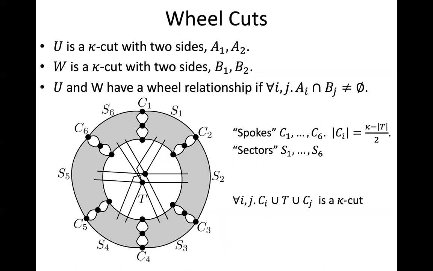And all the spokes have the same size, and there's some hub in the middle. And they have the property that if you pick any 2 spokes, let's say C2 and C4, and the hub, they form a minimum vertex cut. So there's a quadratic number of cuts here implied by the structure of the wheel.